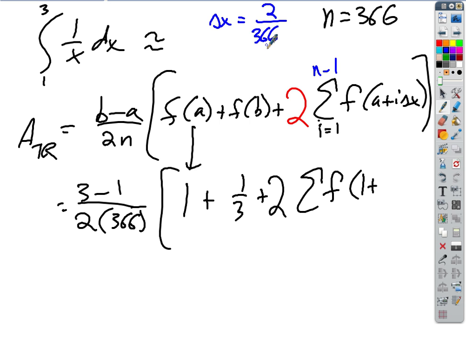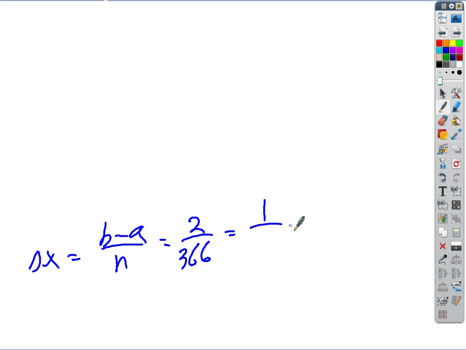But it's 1 over x, so you have to flip it. But that doesn't have anything to do with delta x. Remember, delta x is never changed. Let's calculate delta x down here. Delta x is just the width of the interval divided by the number of subintervals. Nothing to do with the function. So we get 2 over 366, which is 1 over 183, right?